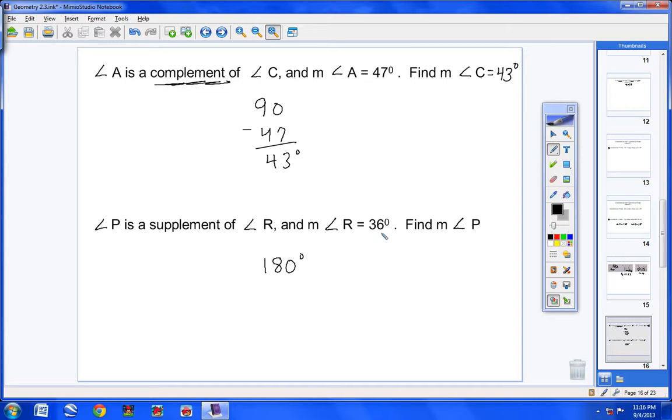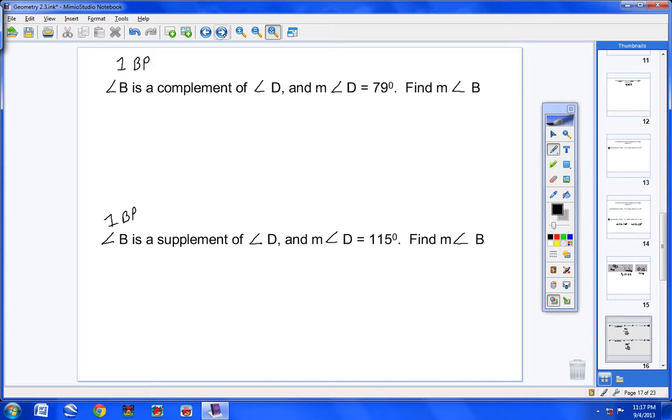Now I know angle R is 36 degrees, so if I subtract that from 180, I'll get 144. And so now I know the measure of angle P has to be 144 degrees. And that makes sense. If I take 36 degrees and 144 degrees and add them together, I will get 180. And that's right, because P is a supplement of R. So they're supposed to add up to 180.